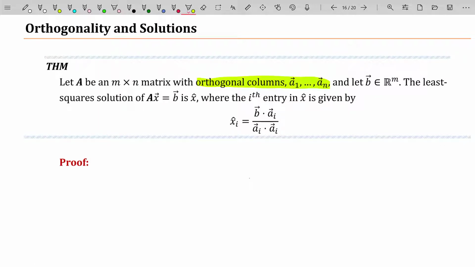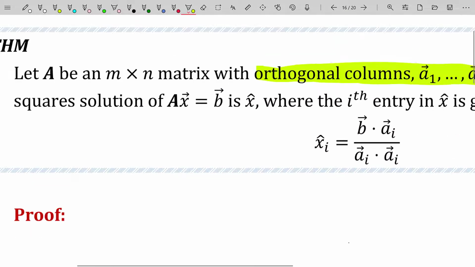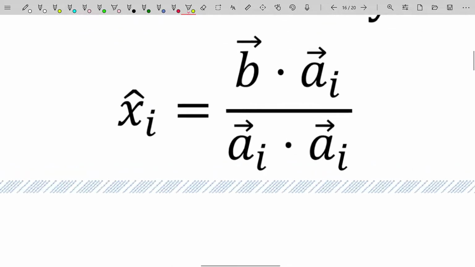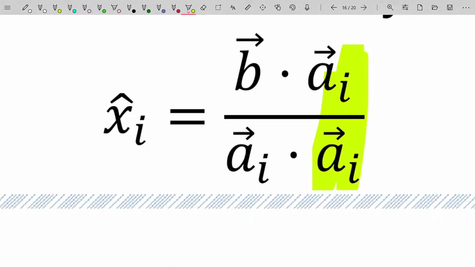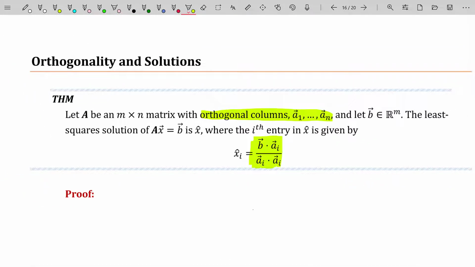The least squares solution of Ax equals b is x hat, where the ith entry of x hat is given by the following. You should recall this from all of our previous work, just this fraction right here. It's the coefficient of the linear combination when you generate a vector from orthogonal bases, and your orthogonal basis vectors are a1 and a2 and a3 and so on. There are a few things I want to say about this theorem before we use it, and then we'll hop back and actually prove it.